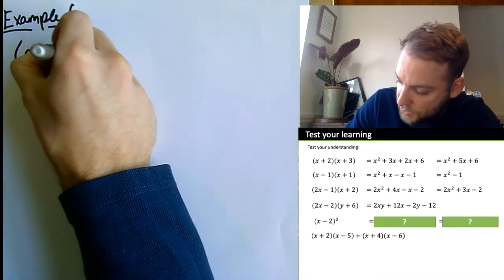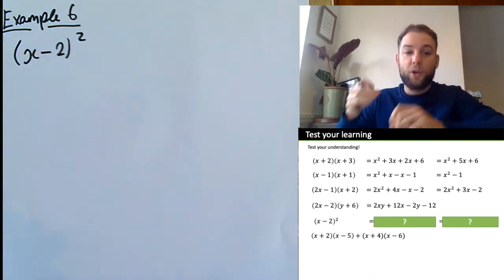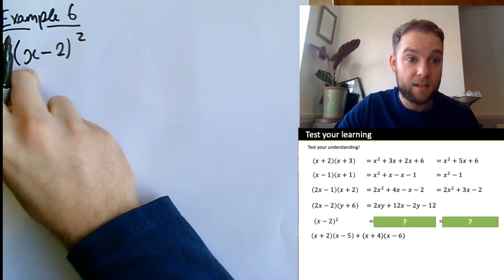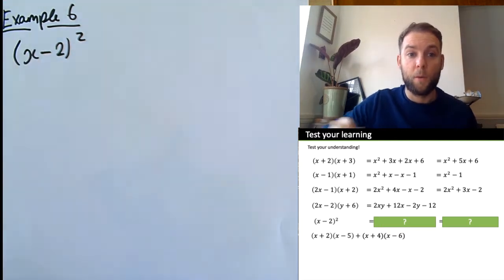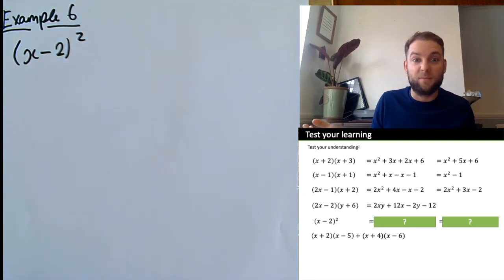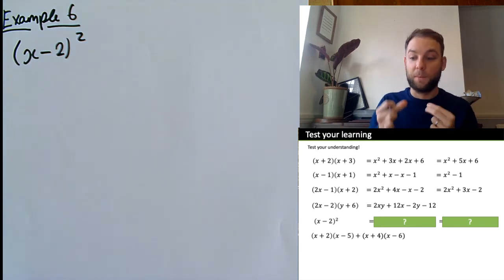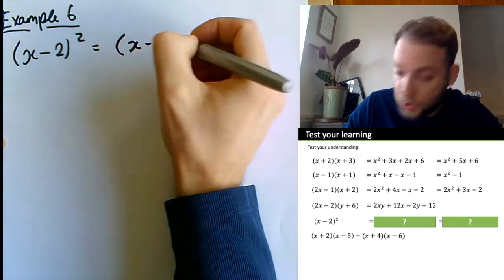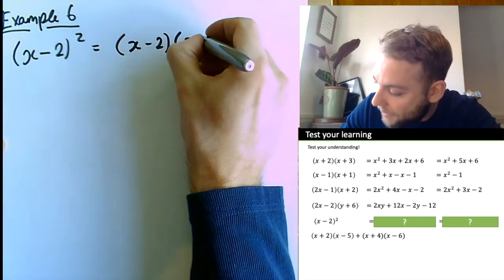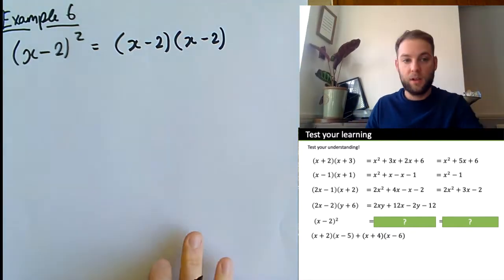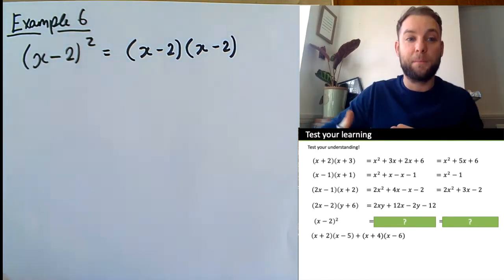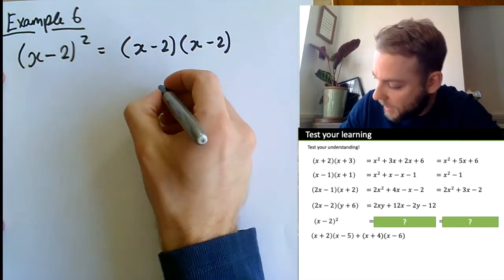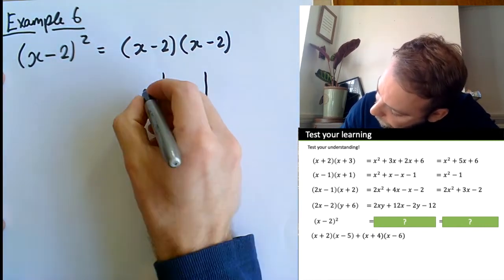x minus 2 all squared. Now the common mistake with this is to square the x, so x squared, square minus 2, so plus 4, and then that's your answer, x squared plus 4. But actually, the problem here is that this should be x minus 2 times by the whole of x minus 2. So when I'm squaring it, I'm timesing everything by itself. So it's that times by that again. So with this one, I draw my grid out.